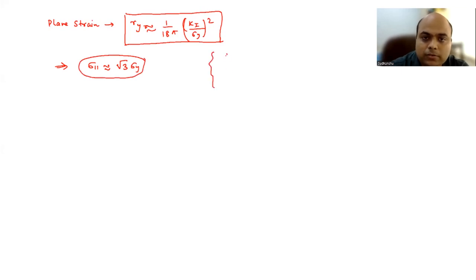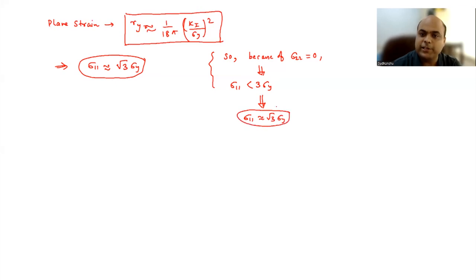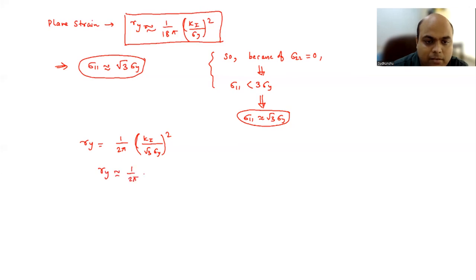Okay. So because of sigma 22 being zero, sigma 11 is going to be less than 3 sigma y, and it has been calculated that sigma 11 is in fact root 3 sigma y. So instead of 3 sigma y, it is 1.732 sigma y. Okay, and this is happening because sigma 22 is equal to 0 at the crack tip, so the stress will be lower. Okay. So overall, ry now will become 1 by 2 pi K1 by, now sigma y will be replaced by root 3 sigma y, square. So ry is 1 by 2 pi and now 6 pi K1 by sigma y square. Let me write down again because 6 is not visible clearly.